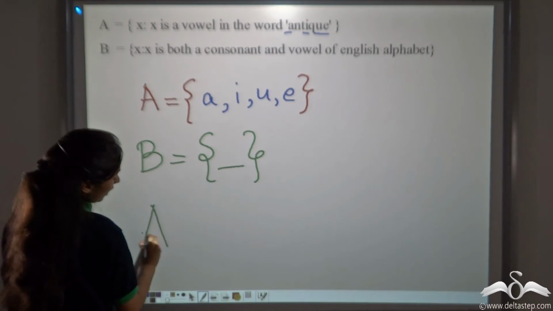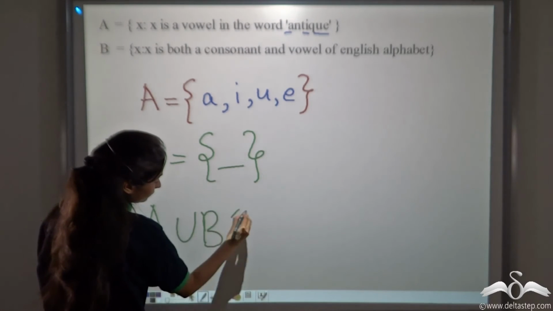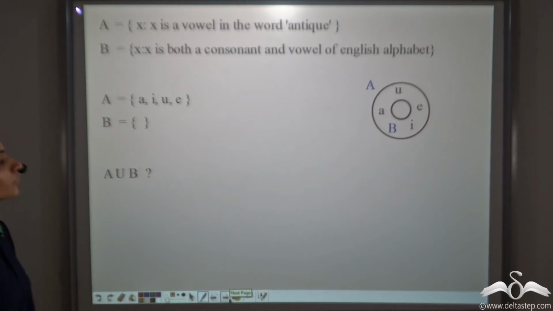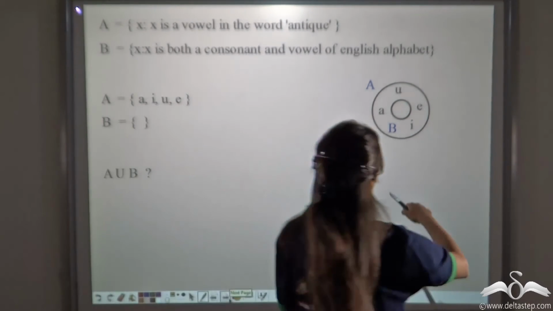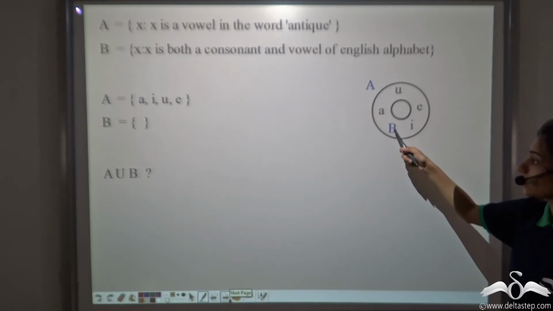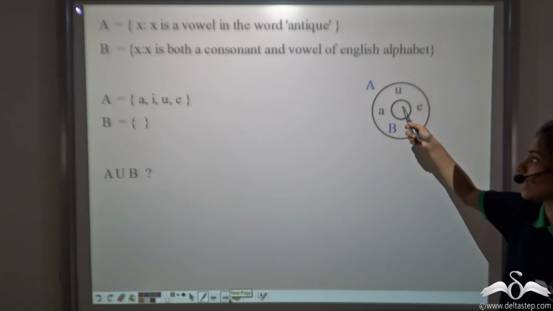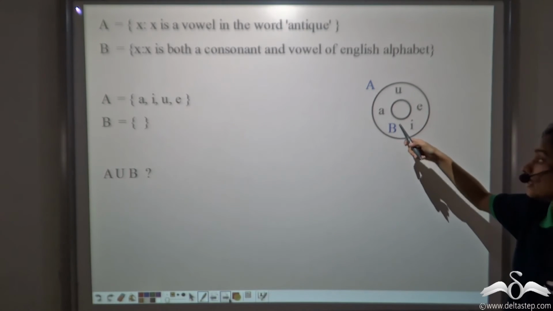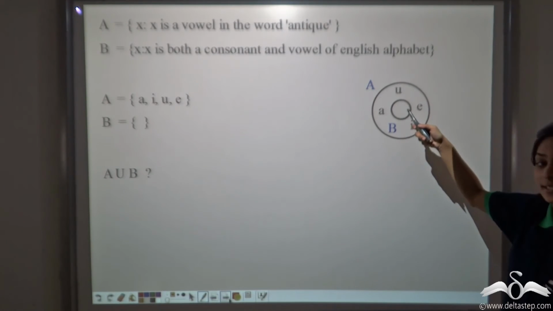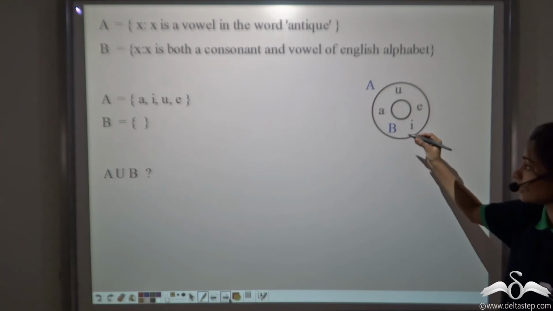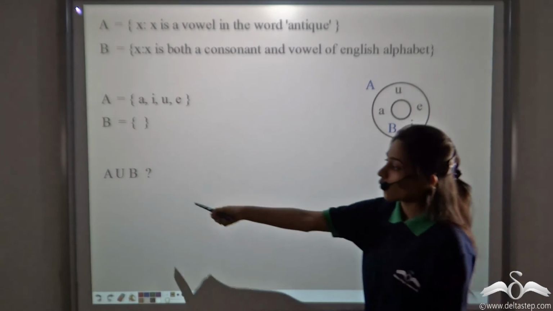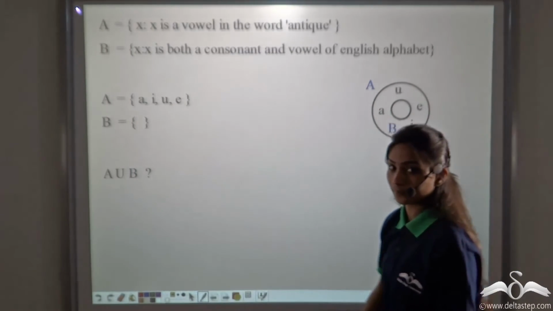Now what will happen when we unite A and B? That is, we do the A union B. How will we find out A union B? See what we have done here. We have made the Venn diagram of B inside A. Why have we done that? Because in the earlier lectures, we have already learned that an empty set is a subset of every set. That is why we have denoted it inside A. Now tell me, what is A union B?